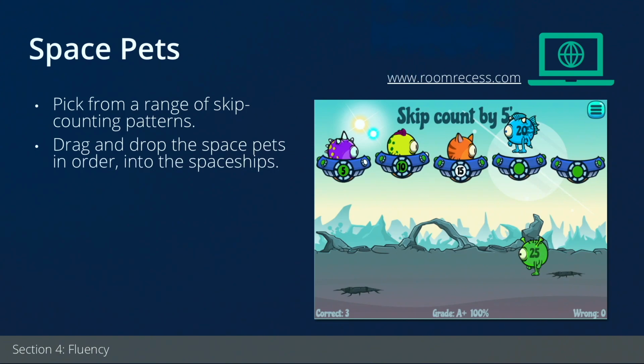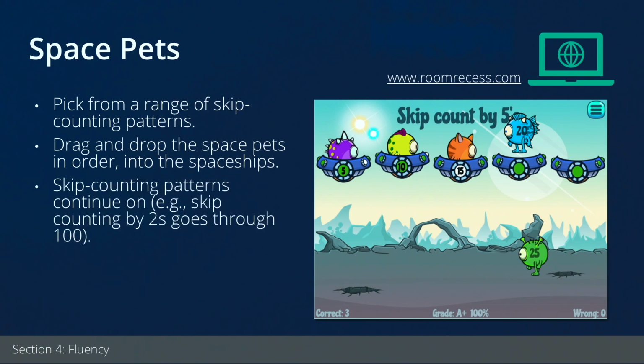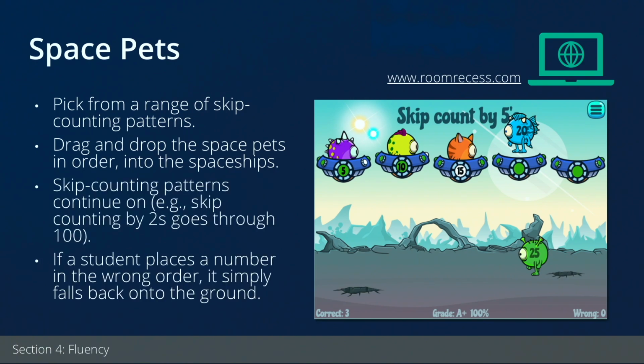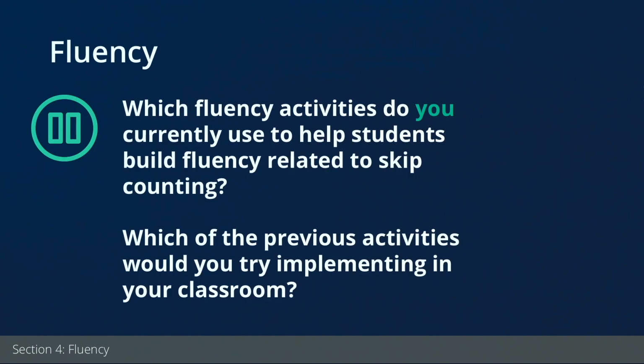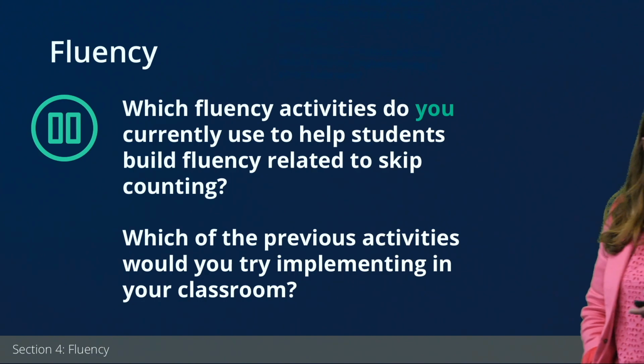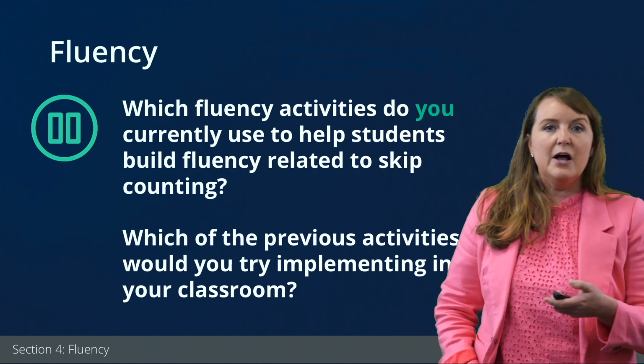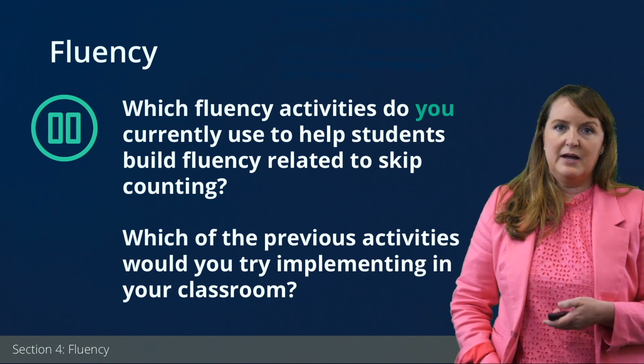Here with this game, students are going to drag and drop the space pets in order to help them with the skip counting sequence. And then if a student places it in the wrong order, it falls back onto the ground and they have to try again. So those were just some fluency activities that you might consider using to help students practice skip counting.